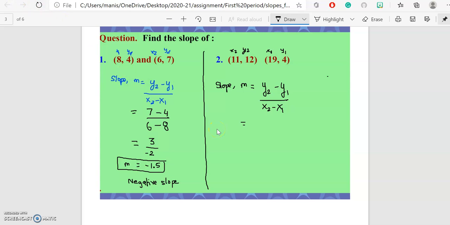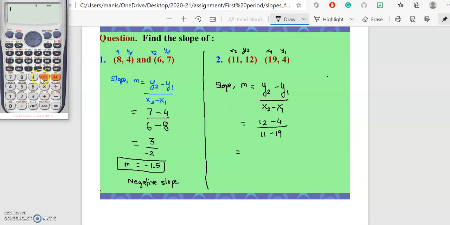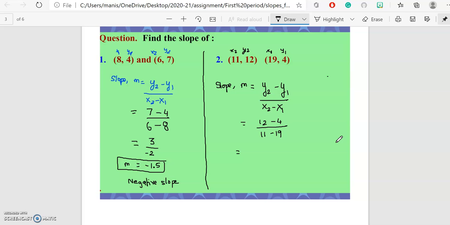What I'm trying to tell you is you can take points in any order. After this, let's plug in the values. y2 in this case is 12, y1 is 4, x2 is 11, x1 is 19. So 12 minus 4 over 11 minus 19. You can always use a calculator for these problems. This is my fraction button, so that's my 12 minus 4 over 11 minus 19. You don't have to do it manually, and you can avoid mathematical errors when you are using a calculator. Your answer is negative 1 after solving this. So m is equal to negative 1.